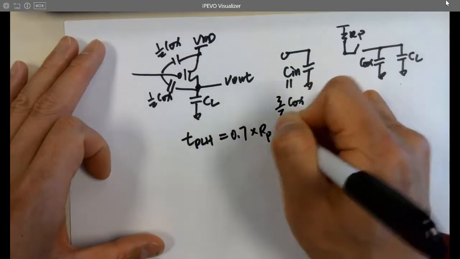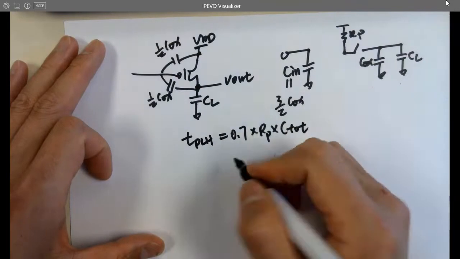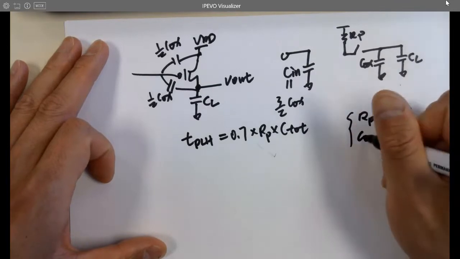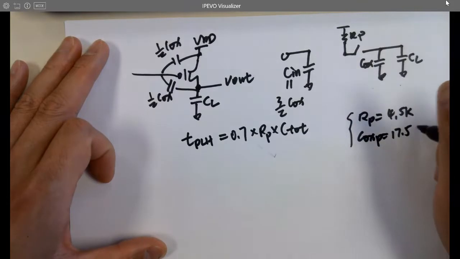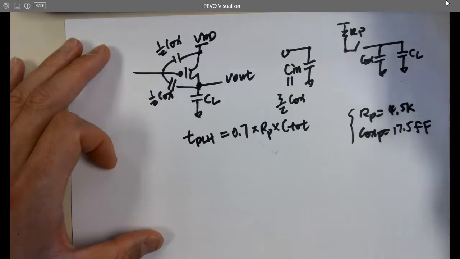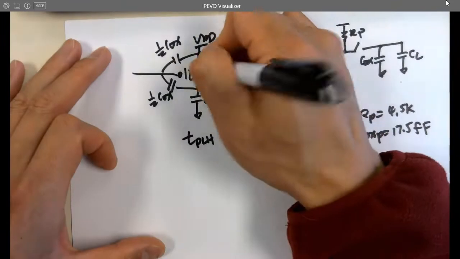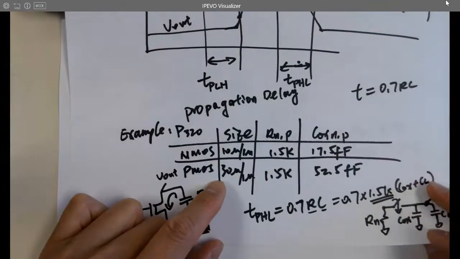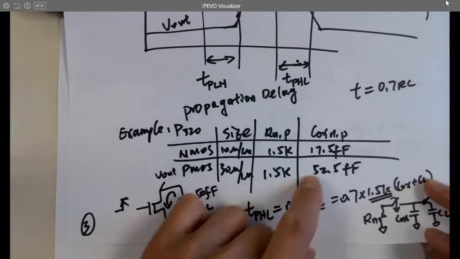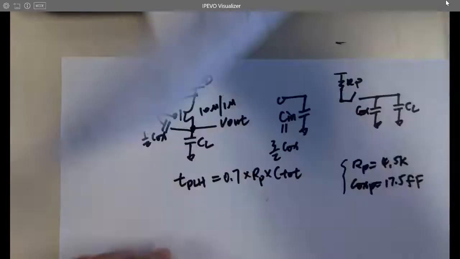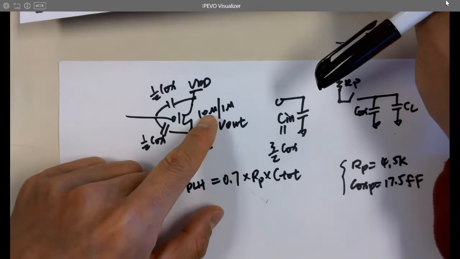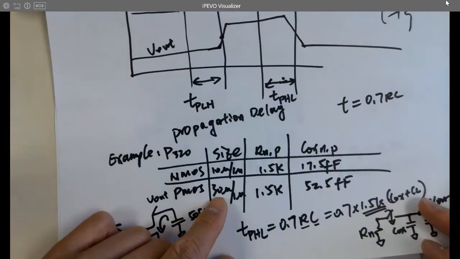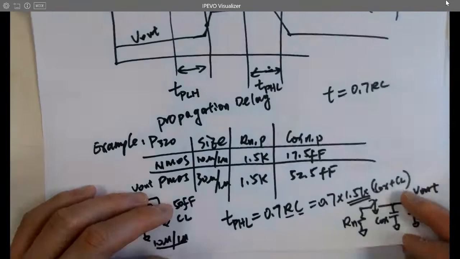0.7 times RP times C total here, right? So RP is given, but I will put these parameters here, 4.5K. And Cox P is 17.5 femtofarads, because this guy is 10 micron over 1 micron. From the table, it is given, but this one is 30 over 1, and then it is 52.5 femtofarads. But this is smaller, right? Smaller area. How much smaller? 3 times smaller. Just a third of this one by area, right? That makes sense? Yeah.